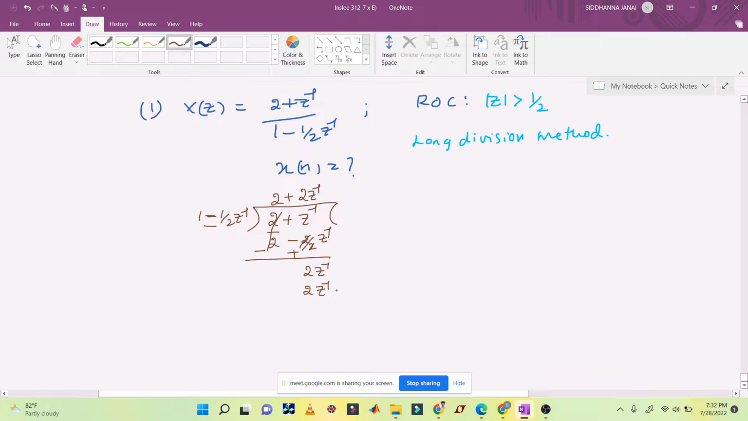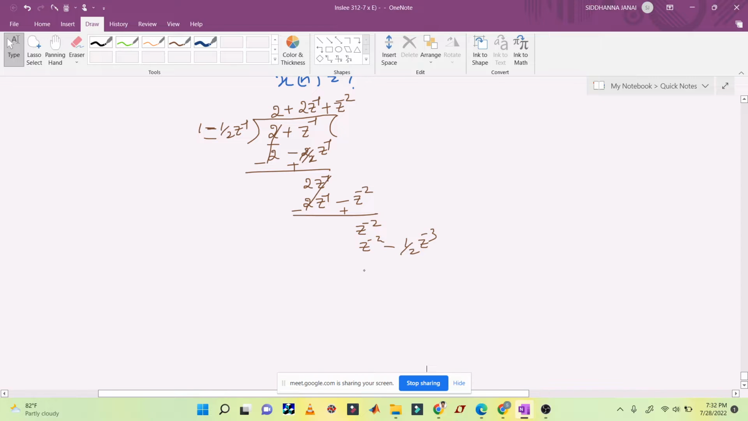is minus z to the power minus 2. Now this is minus, this is plus, this cancels out and we get z to the power minus 2. So here I have to multiply z to the power minus 2. So z to the power minus 2 minus of 1 by 2 z to the power minus 3. This is what I will get. Now again minus plus, so this is 1 by 2 z to the power minus 3.